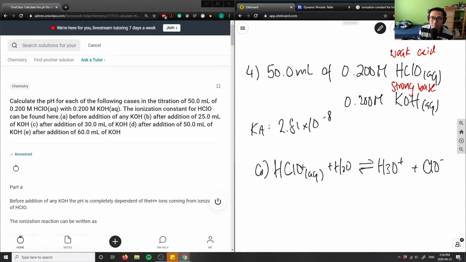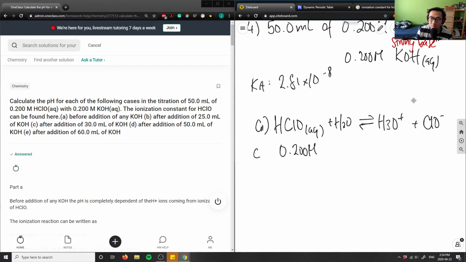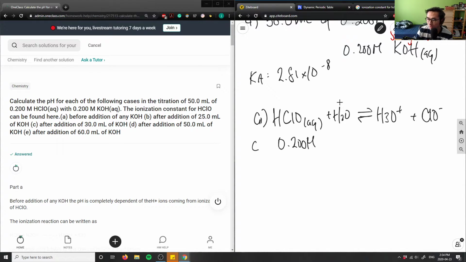So again, in this case, I have 50 milliliters of 0.200 molarity, which means my concentration of HClO is 0.200 molarity here. And what I can do is simply use an ICE table with the ionization constant to find out what my concentration is. So I'm going to use an ICE table.